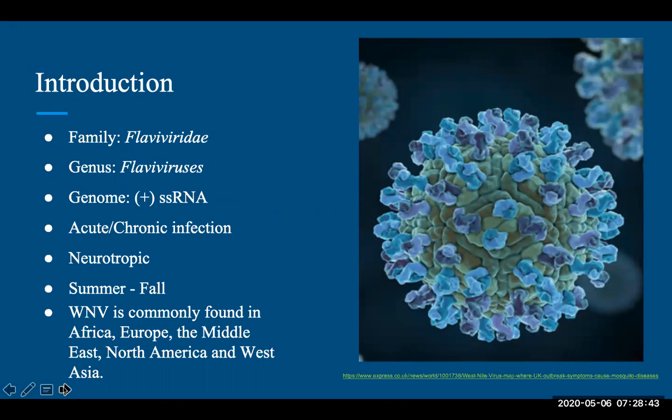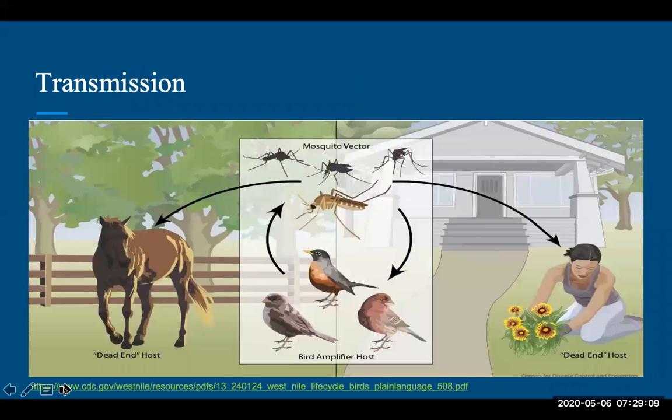So, a quick introduction into West Nile virus. Its family is Flaviviridae. Its genus is a flavivirus. Its genome consists of positive single-stranded RNA. It can cause acute or chronic infection depending on what symptoms are present. It is neurotropic. Since viruses are seasonal, West Nile virus is usually seen in the summer through fall. And West Nile virus is commonly found in Africa, Europe, the Middle East, North America, and West Asia.